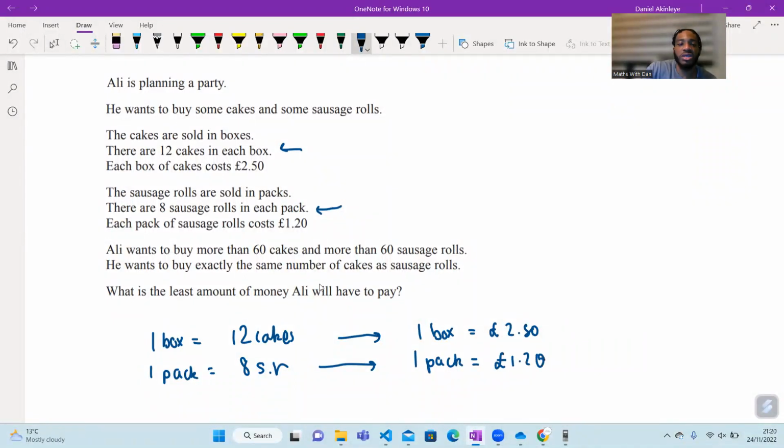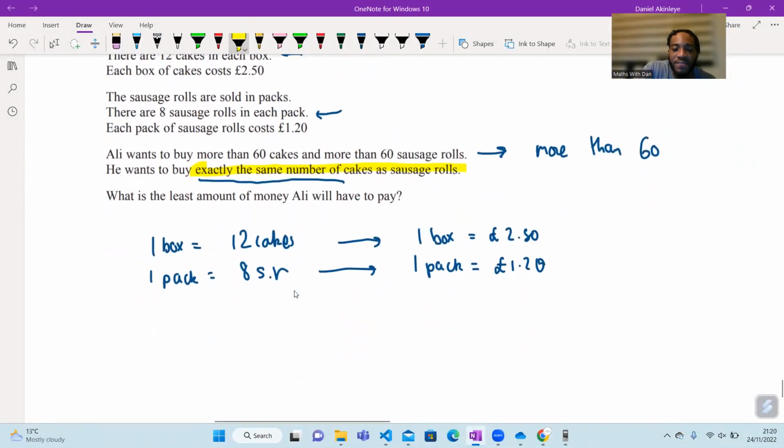And then what does it say next? It says Ali wants to buy more than 60 cakes and more than 60 sausage rolls. Okay, that's fine. So I'll just write more than 60 here. I mean, it says it already, but when you're doing these questions, you just take it bit by bit. He wants to buy exactly the same number of cakes as sausage rolls. What is the least amount of money Ali will have to pay?